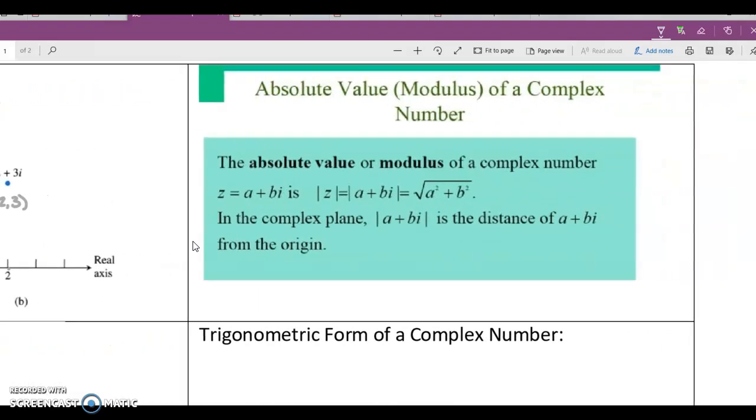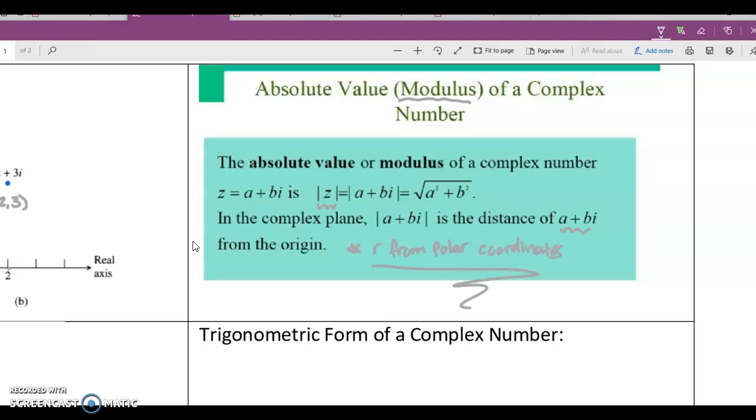So another term that you're going to hear me use a lot is modulus. I'm probably going to say both of them. So basically it's the absolute value or modulus of a complex number, and we write it with the absolute value bars, and it's equal to the square root of a squared plus b squared. So in the complex plane, this is the distance of our complex number from the origin. Kind of sounds like r from polar coordinates. Huh. Weird. I wonder if there's a reason for that.